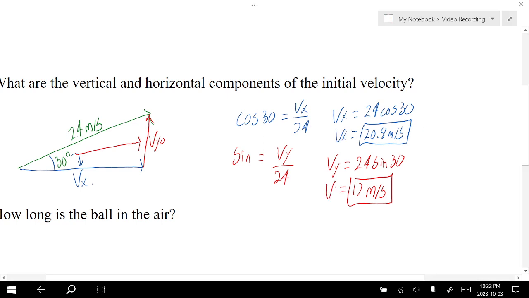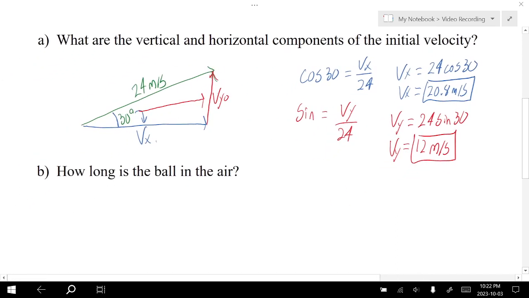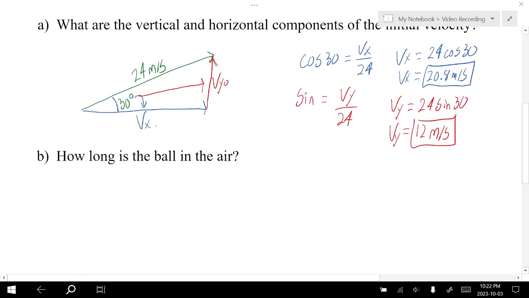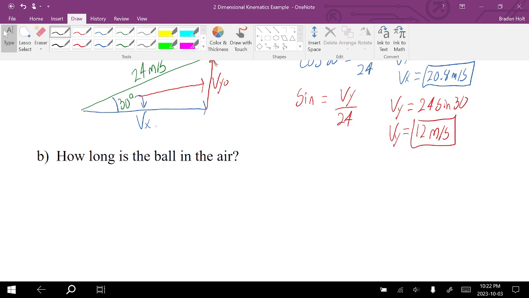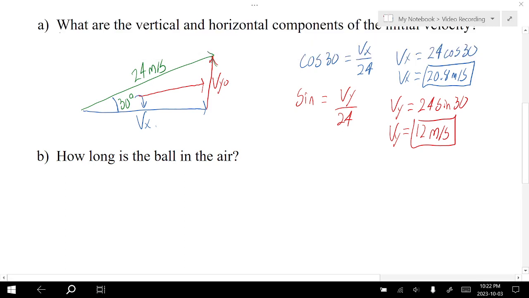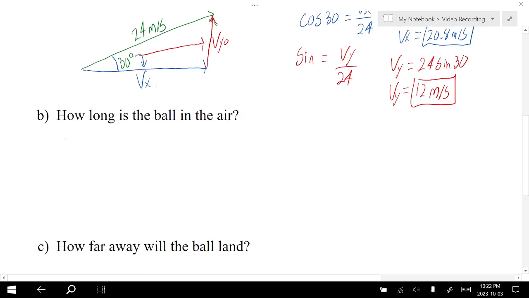Now the next question says, how long is the ball in the air? For a two-dimensional question such as this, where the ball is moving horizontally and vertically, I like to start by separating my variables. And we want to make sure to only calculate using the x variables or the y variables in one formula. You can use x in a formula or y in a formula, but not both. The only thing that goes on both sides is time, which we don't have yet.